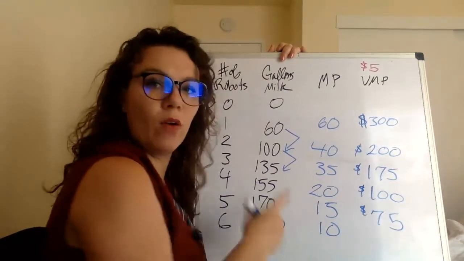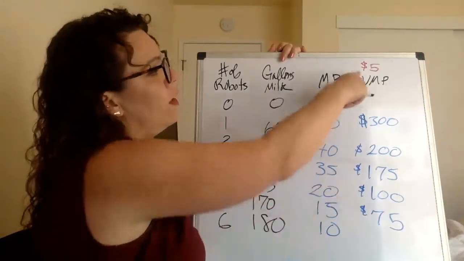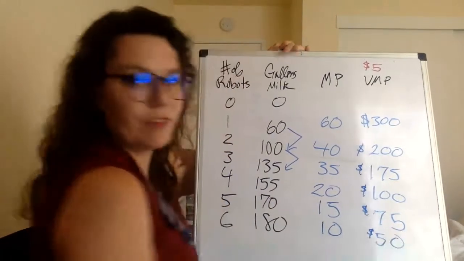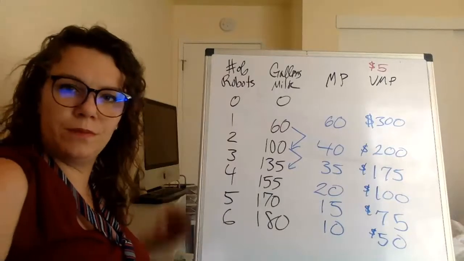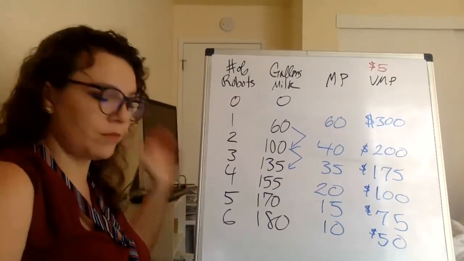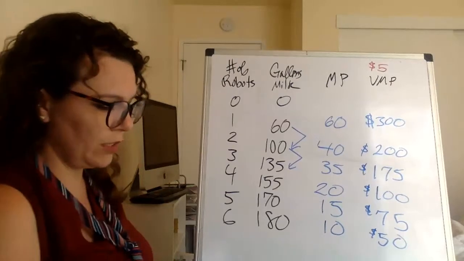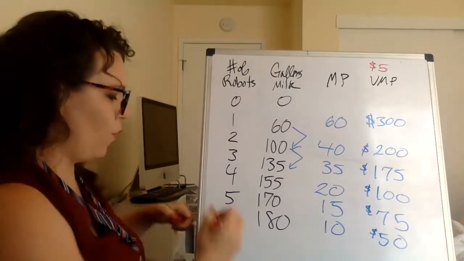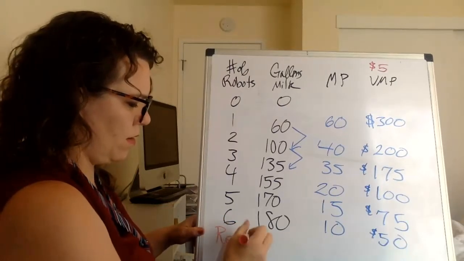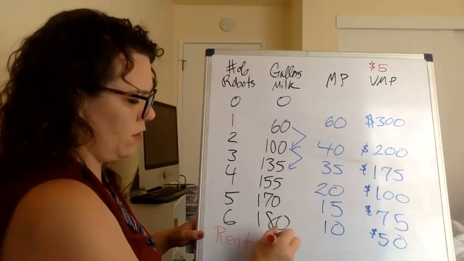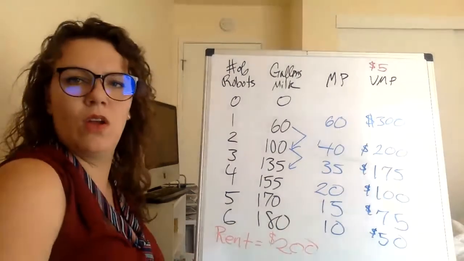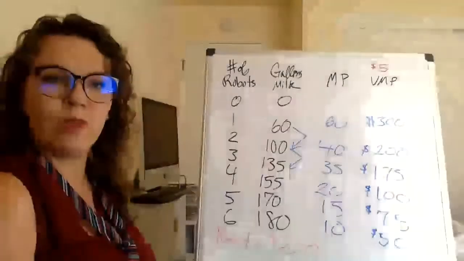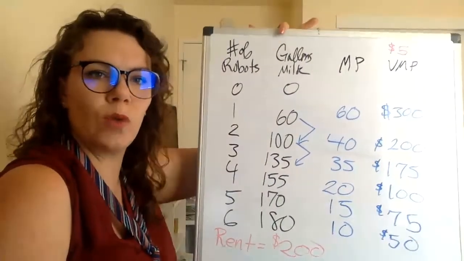And then the last robot only gives us 10 gallons of milk on the margin, which is each worth $5, for a value marginal product of $50. Cool? Makes sense? The next thing we want to do is say, okay, given that information and given that we can rent a robot for $200, how many robots will we want to rent?